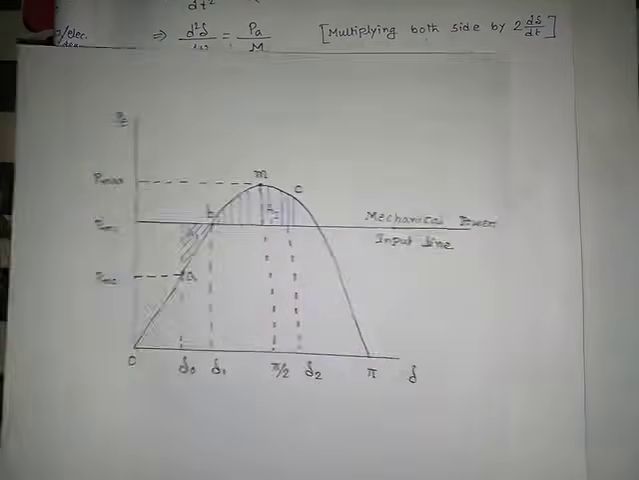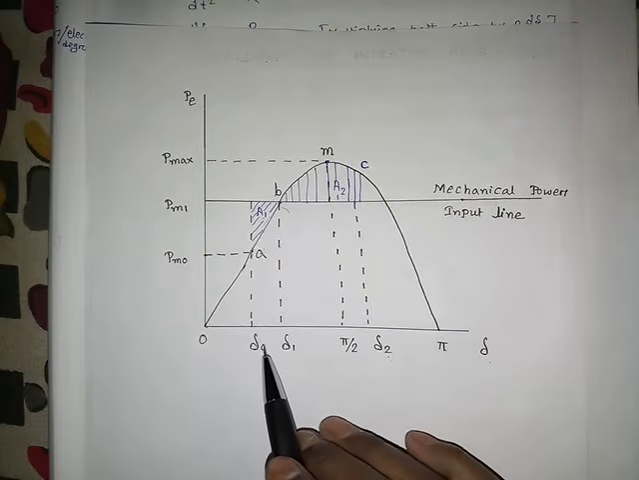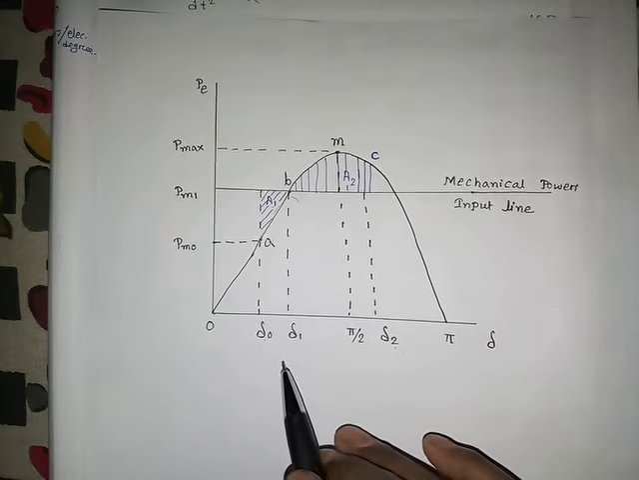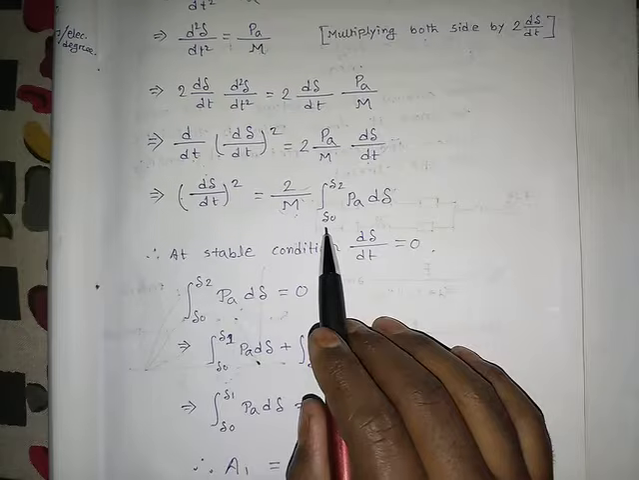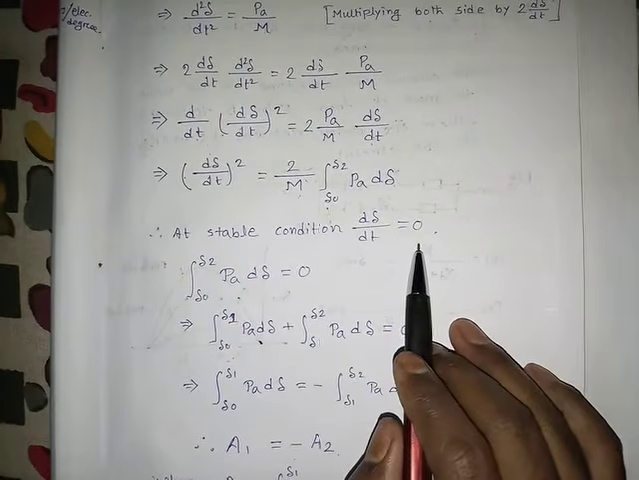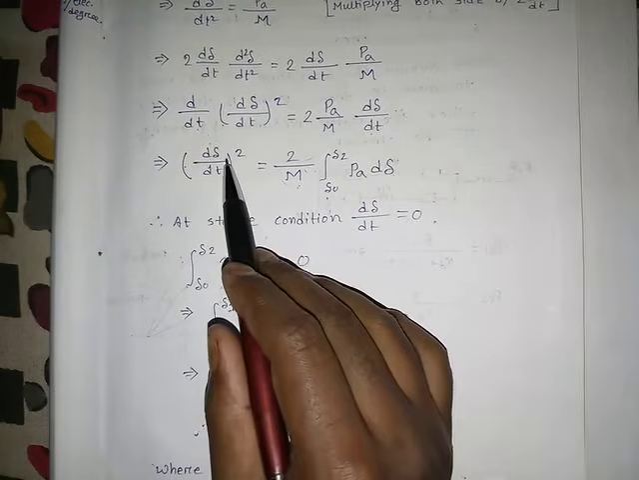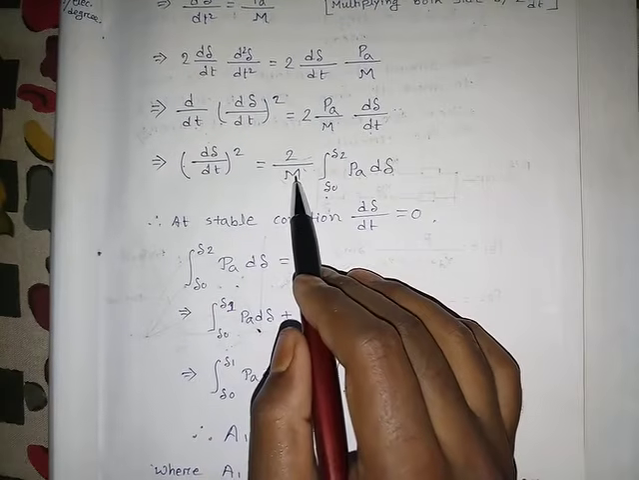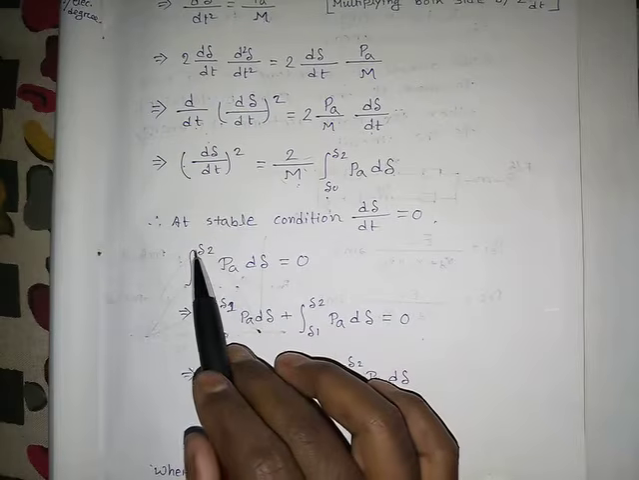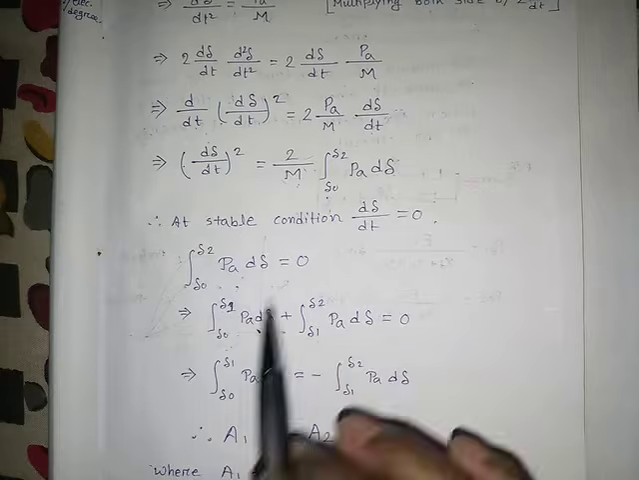Our accelerating power load angle goes from del naught to del 2. So we simply take del naught to del 2 as the limit. At the stability condition, d del by dt will be 0. So in this condition, d del by dt will be 0, so here we put 0. Then 2 by m will simply side change, and this will also be 0. The remaining part will be the integration from del naught to del 2, that is lower limit to upper limit, of pa d del equal to 0.